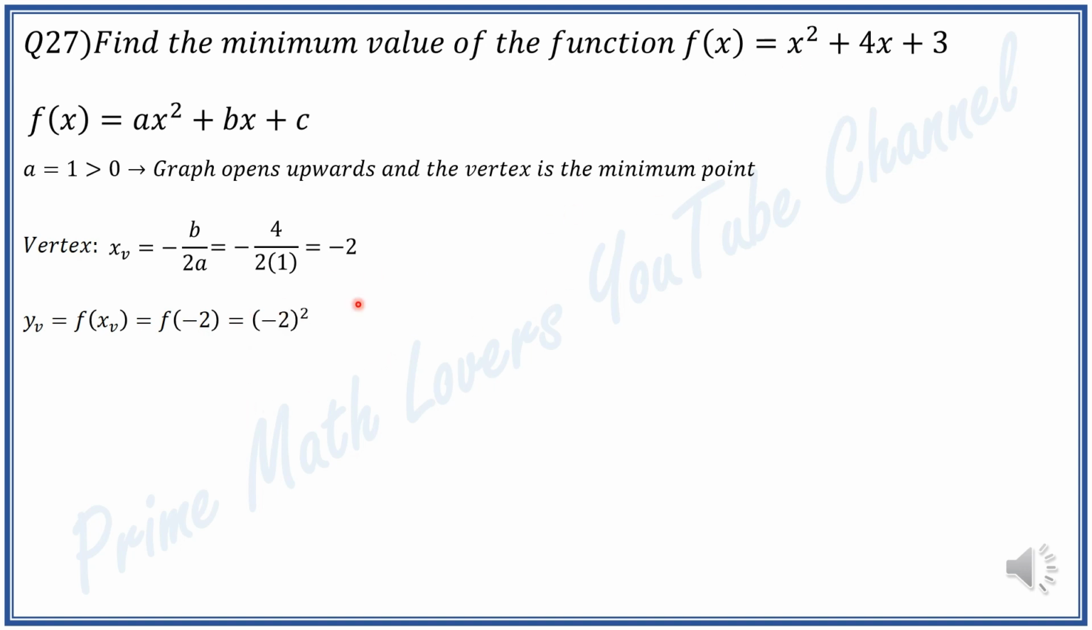We replace x with negative 2: negative 2 squared plus 4 times negative 2 plus 3. Negative 2 squared will be 4, minus 8, plus 3, which is equal to minus 1. So the vertex of the parabola is at the point negative 2 and negative 1. And the minimum value of the function f of x is equal to x squared plus 4x plus 3 is negative 1.